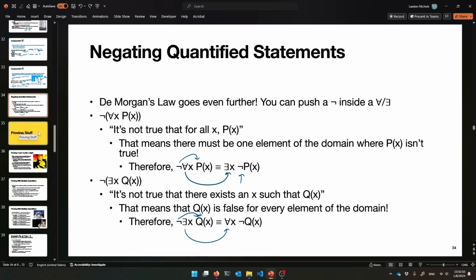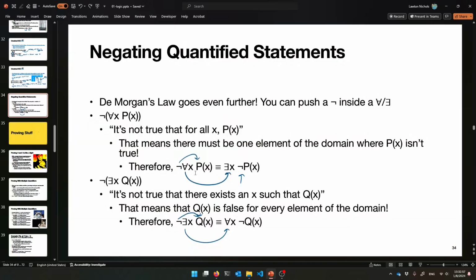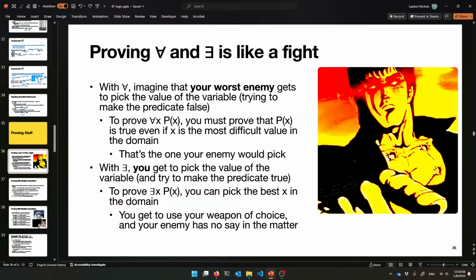So with that, now we have all these tools. Let's talk about actually proving things. I give you this statement, and we're using real math rather than tables of things. How would you go about proving a for all quantified statement or a there exists quantified statement?